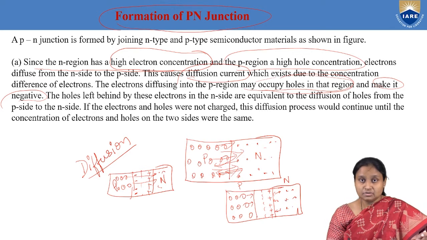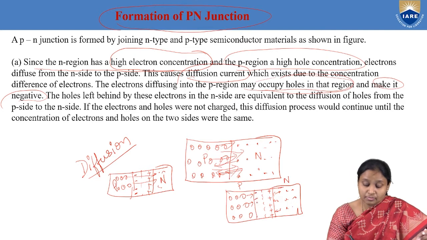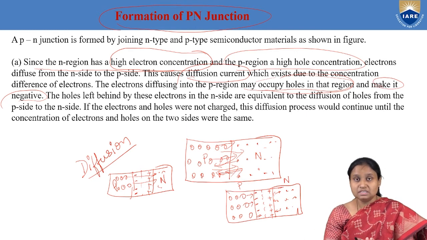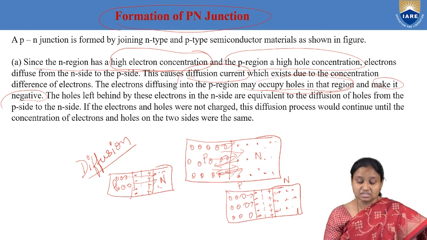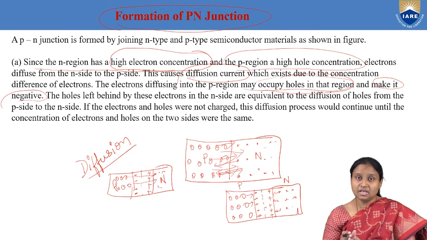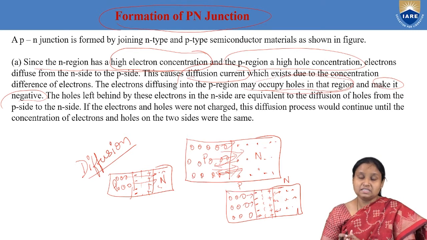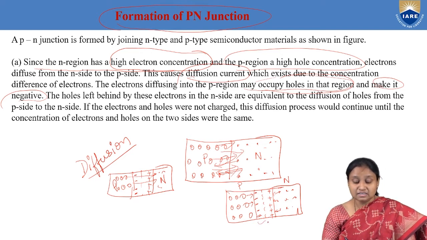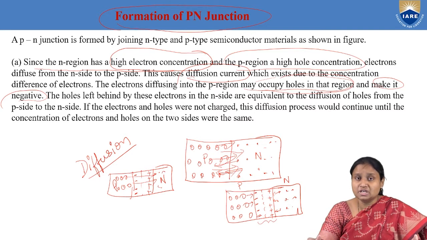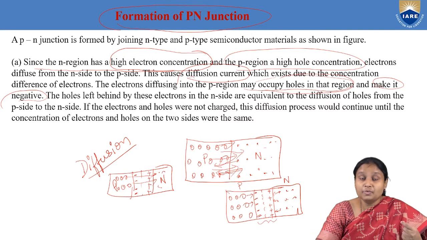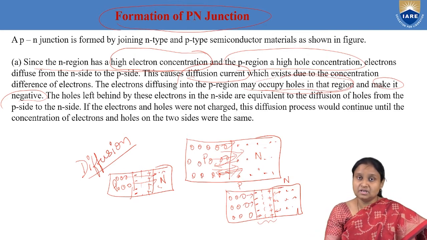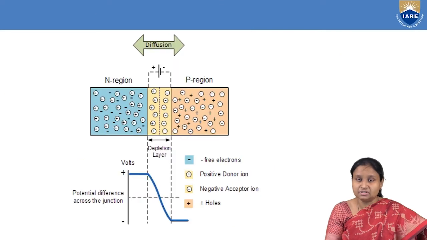Similarly, as I told, these electrons, once they go to the P region, combine with a few of the holes, and now they become immobile negative charges. So across the junction we have accumulation of immobile charges. Near the N region we have positive polarity, whereas near the P region we have negative polarity. As you can see, there is separation of charges in the junction, and once we have this formation of immobile charges, what exactly happens in our PN junction we are going to see in the next figure.